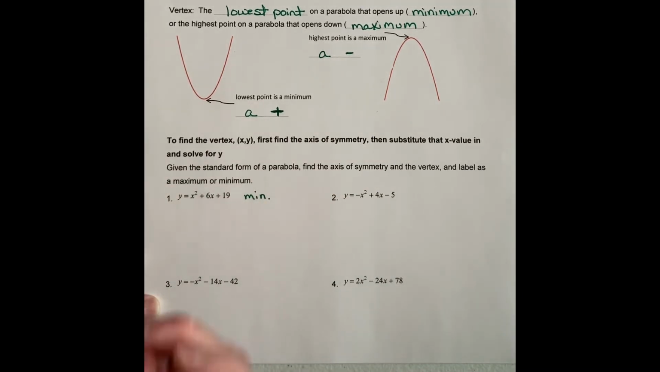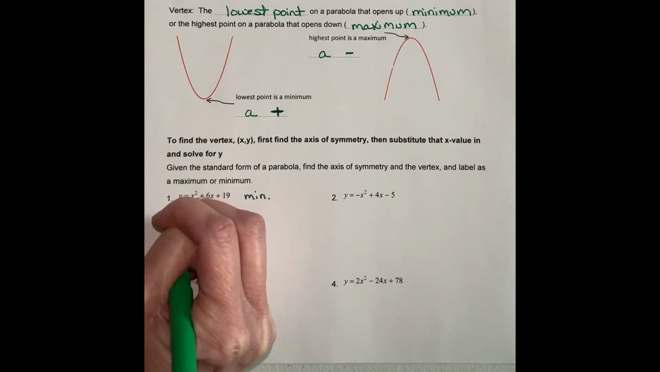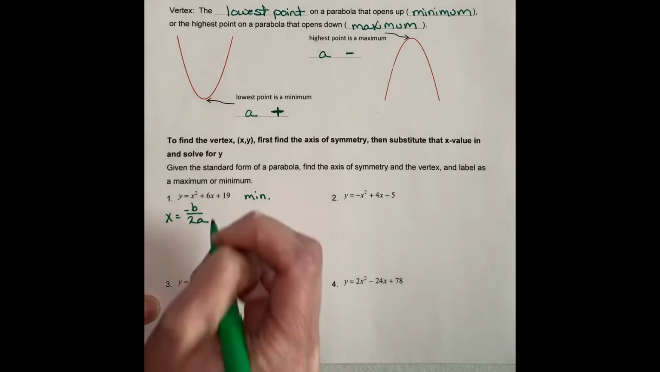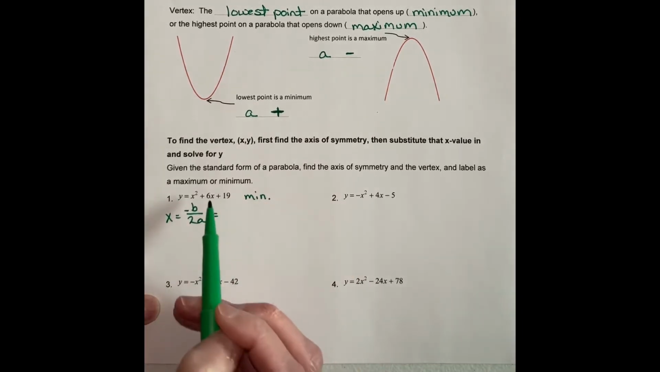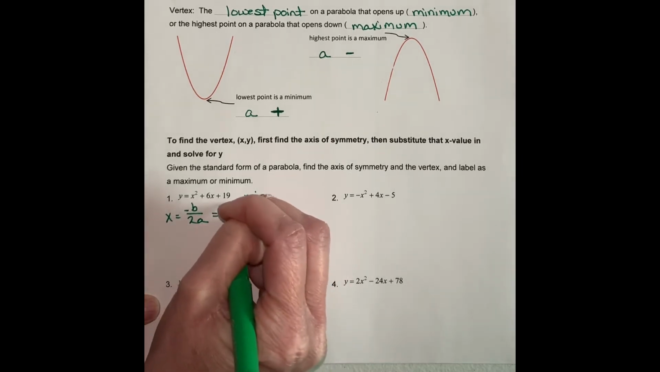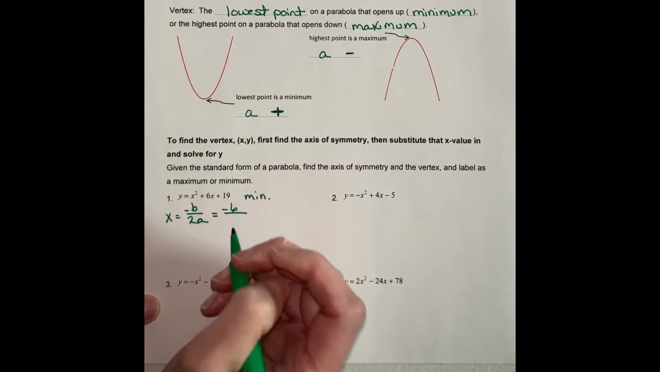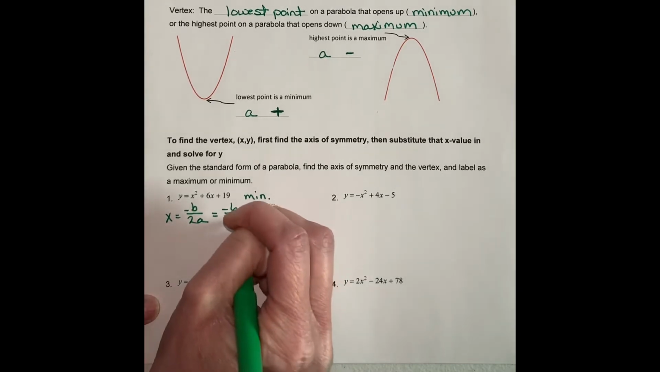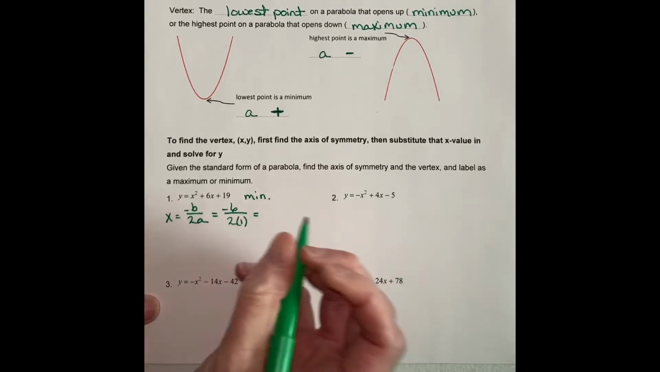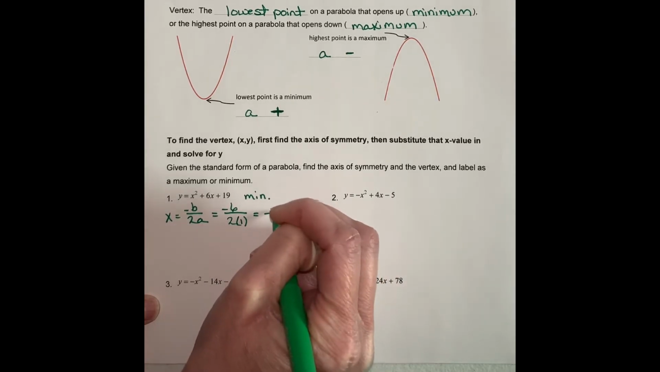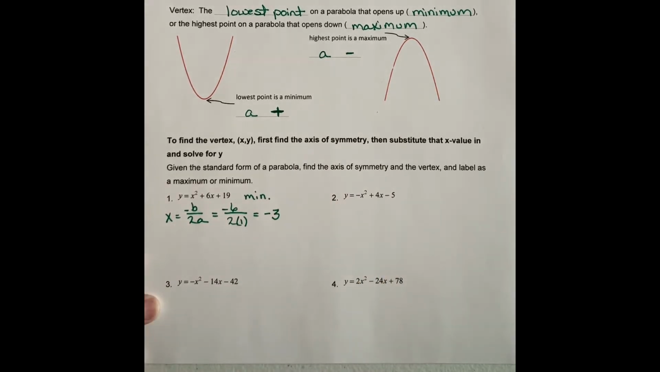Okay, now let's use our formula. X is equal to negative b over 2a. Negative b, my b is 6, so I need negative 6 over 2 times a, and my a is a 1, so 2 times 1. That's negative 6 over 2, so x is equal to negative 3.